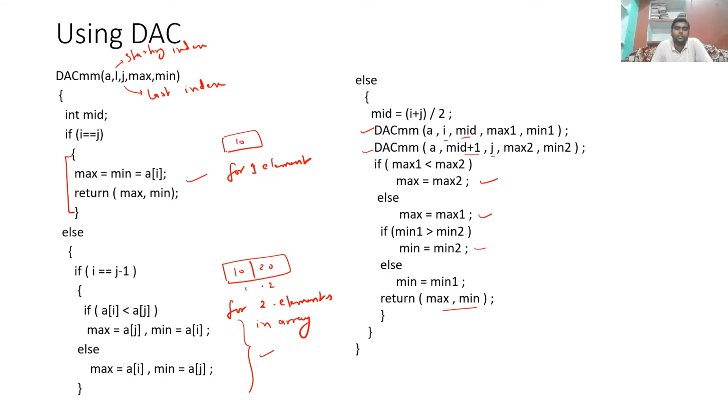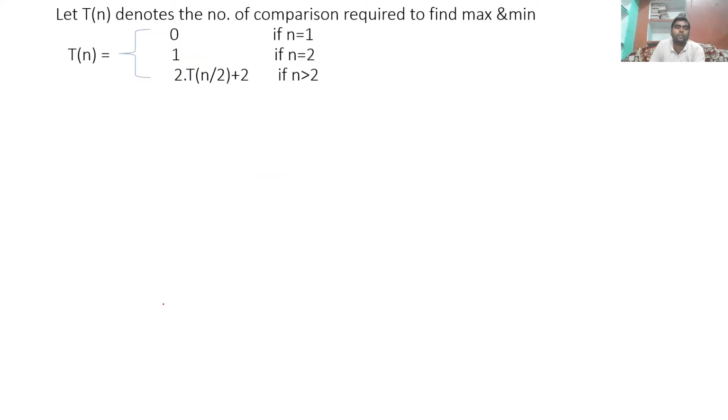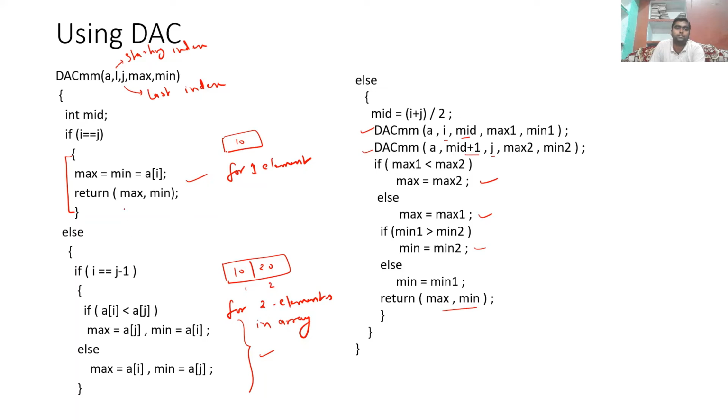And this is the case for two elements. So for two elements, how many comparisons are required? Two comparisons are required. Okay, so let us see this. Here there is no comparison, and here there is one comparison. Inside we are comparing one time.